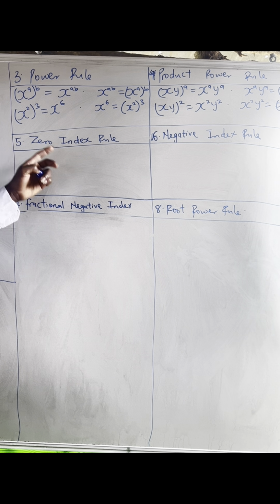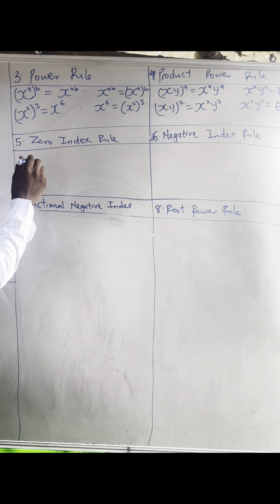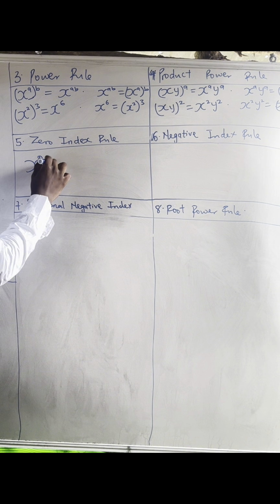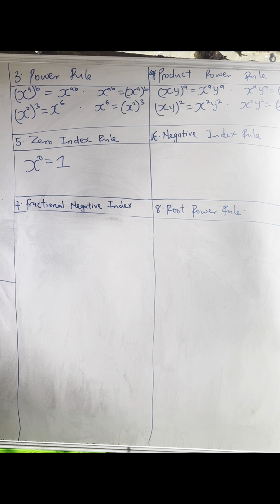Now let's talk about the zero index law. This is very simple. It is just that anything raised to power 0 is equal to 1. 1 trillion raised to power 0 is 1.